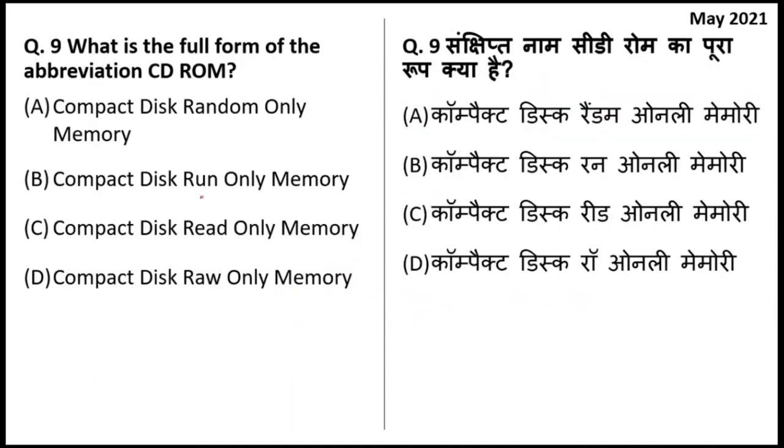What is the full form of the abbreviation CD-ROM? So you might have heard about CD-ROM. We have used it extensively. CD-ROM stands for compact disk read-only memory. The right answer is option C over here.